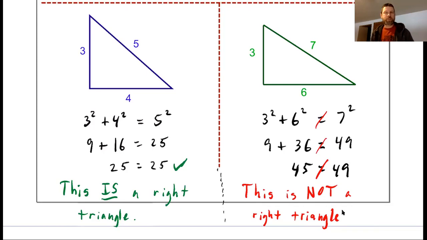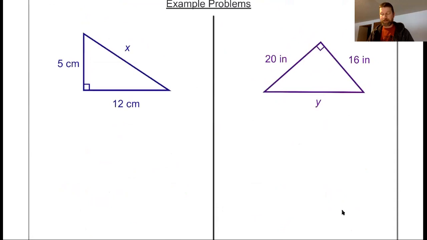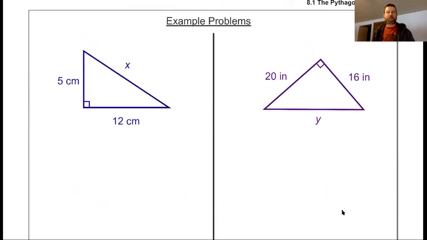So one of the uses of the Pythagorean theorem is to actually see if you have a right angle, if this is a right triangle. That's something that can be used a lot in construction. If you want to make sure your doorway has a 90-degree angle, the Pythagorean theorem is one good way to do it.